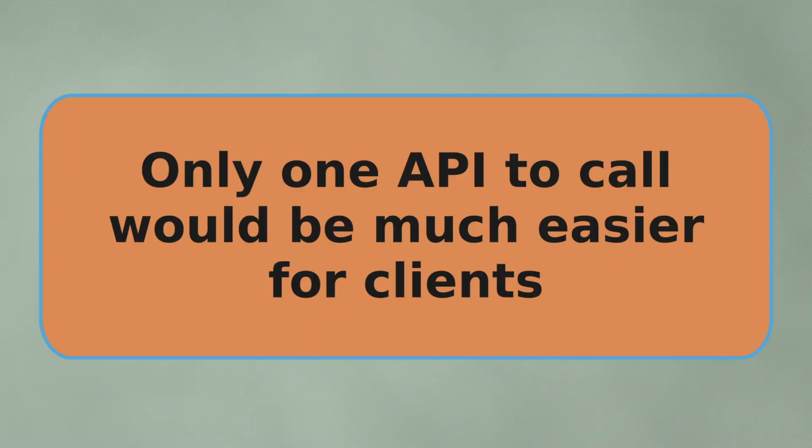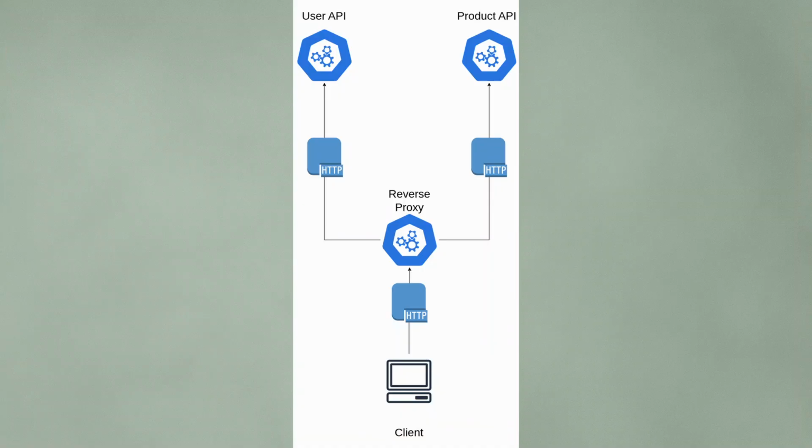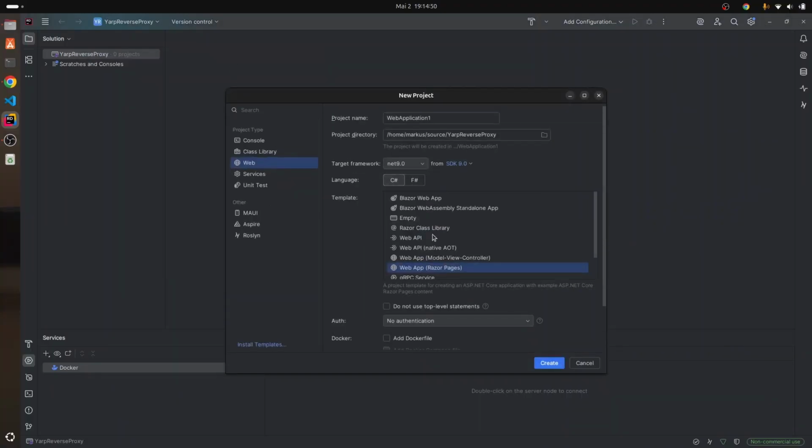Instead, it would be much easier for clients if there was only one API that provided the different endpoint methods. This is where reverse proxies can help. A reverse proxy is a separate service that takes all requests from clients and routes them to the correct web API. The client only communicates with this single service without having to know about all the web APIs in the background. So what we are going to build are these two APIs, a user API and a product API, and the reverse proxy. I will start with the user web API.